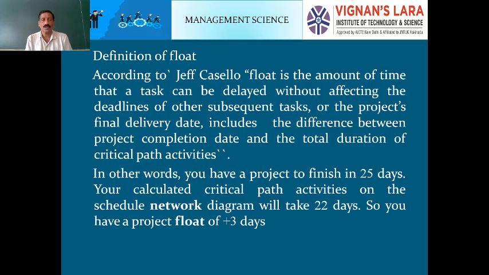In other words, you have a project to finish in 25 days. Your calculated critical path activities on the scheduled network diagram take 22 days. So you have a project float of a favorable 3 days, plus 3 days. It may be minus or it may be plus. Here it is a plus, which means favorable.